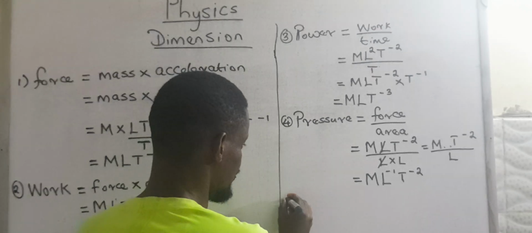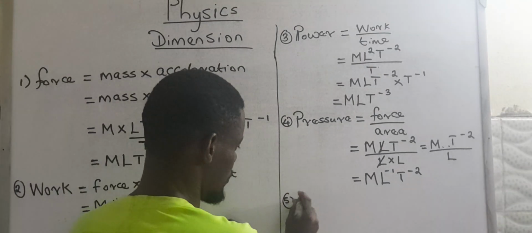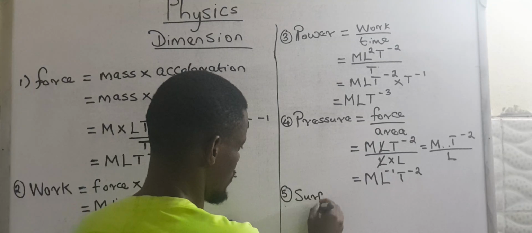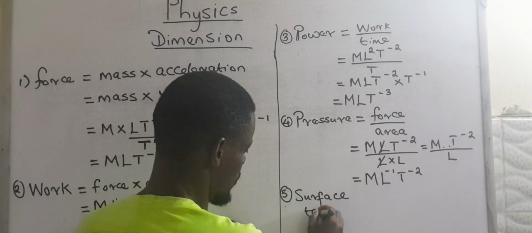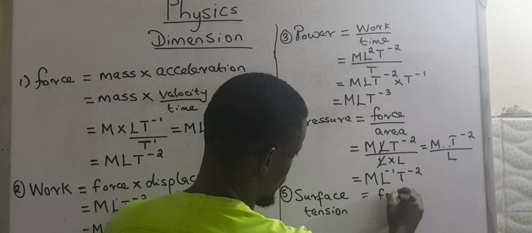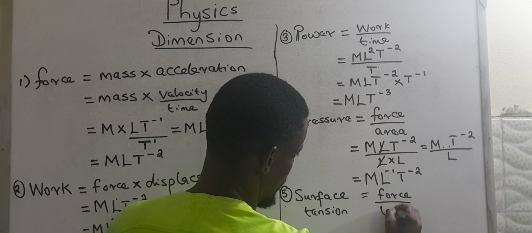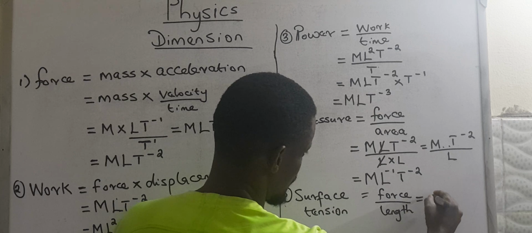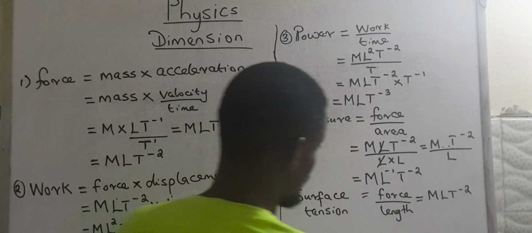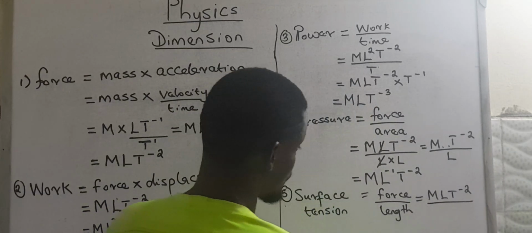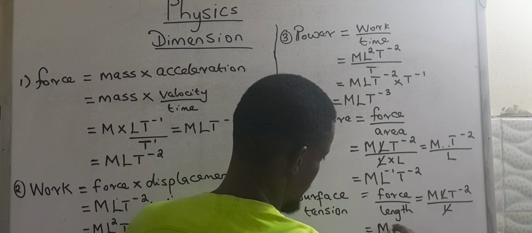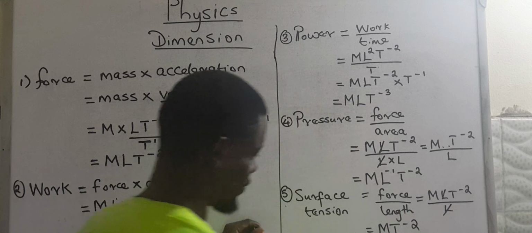So let's take one more. Surface tension. Surface tension is force over length. So the dimension becomes the dimension of force, MLT⁻², over the dimension of length, L. So we'll take care of this. So this becomes MT⁻².